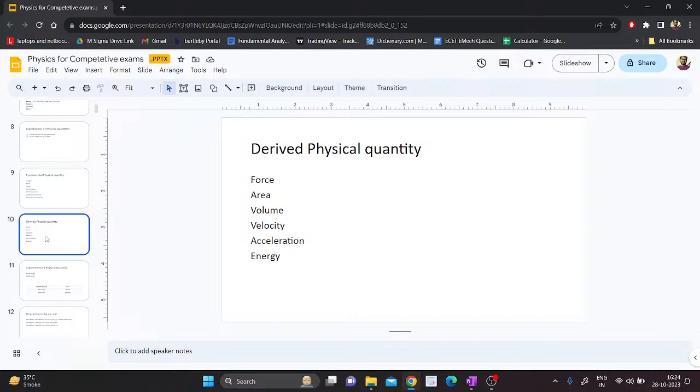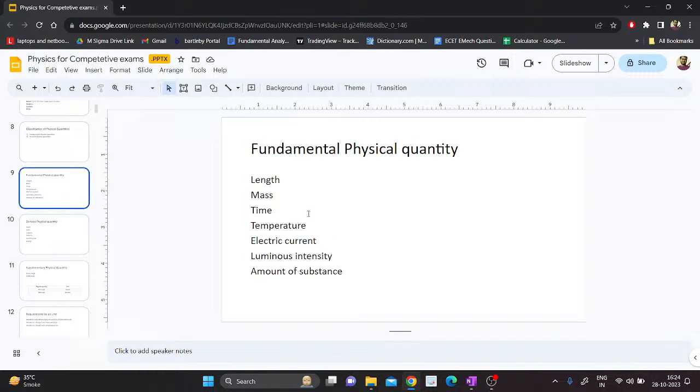Let's understand that the derived physical quantities can be written as a combination of these fundamental physical quantities, right? So just remember that these are all fundamental physical quantities, and you cannot break them down into any bigger formula.